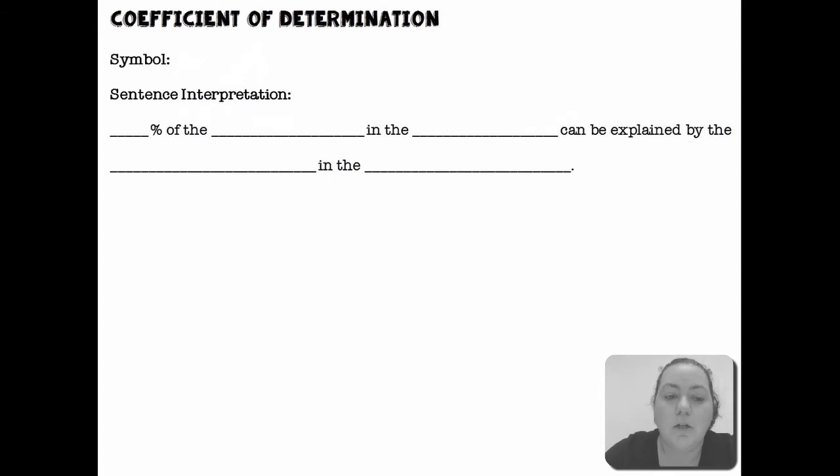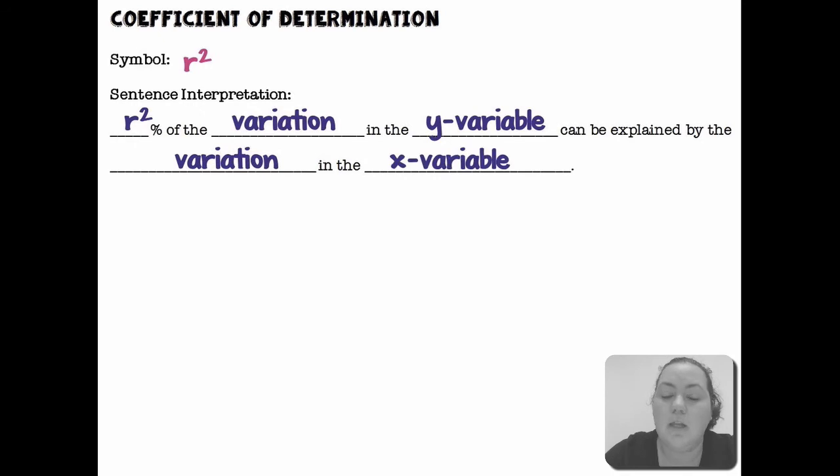All right, the coefficient of determination is r squared. And then we have a sentence. So whenever you're asked to interpret the coefficient of determination, or asked to interpret r squared, you want to say something along these lines: r squared, whatever that value is, as a percentage of the variation in the y variable, and you would put that in context, can be explained by the variation in the x variable. And again, you'd put your variables in context with units if possible.